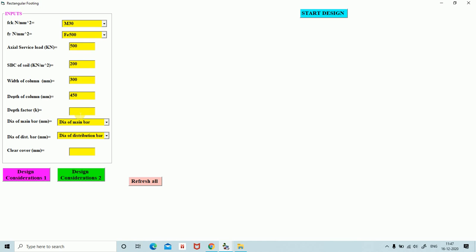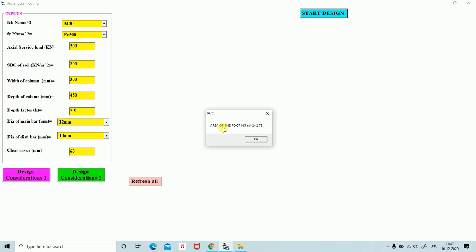Depth factor means that to get the effective depth d, we have to double or triple according to our design criteria. So I am taking 2.5 as depth factor, and diameter of the main bar I am taking 12 mm in the main direction, and the distribution bar as 10 mm. Clear cover obviously 60 mm; we can take between 50 mm and 70 mm depending upon the conditions of the site. Then you click on start design.